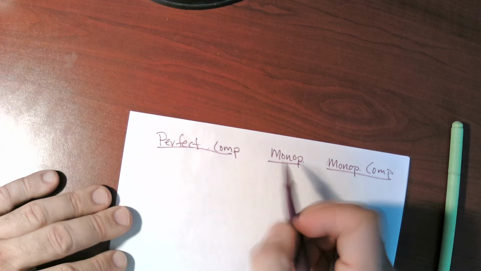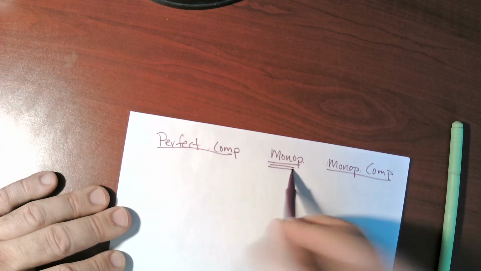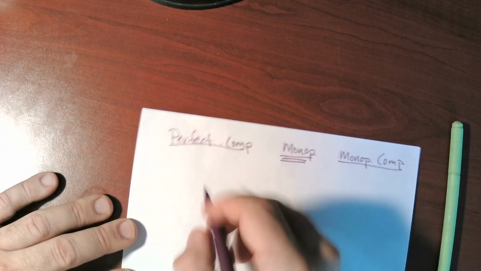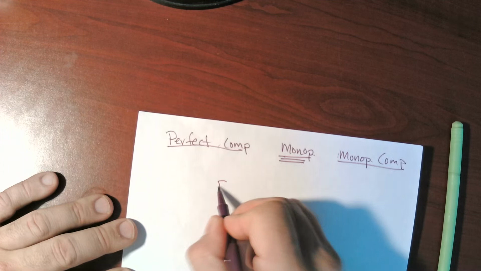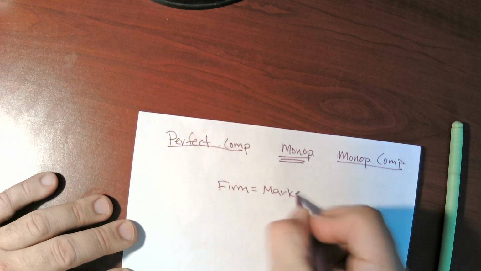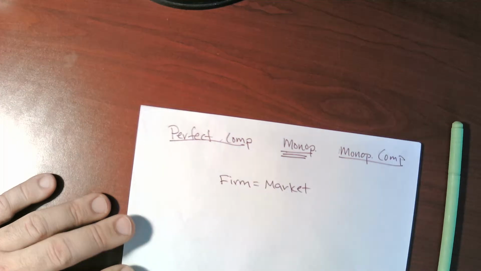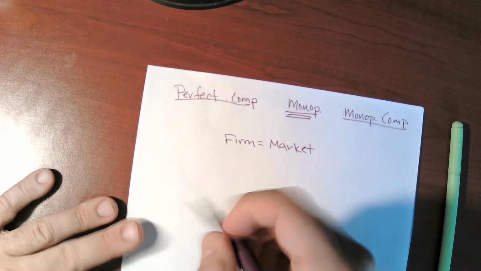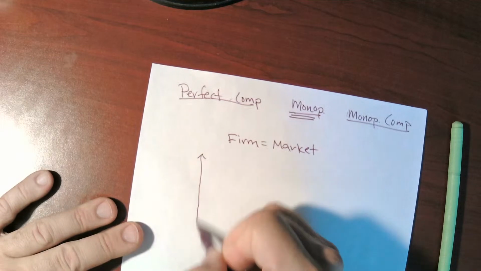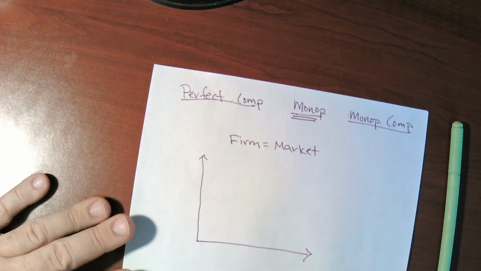So here, what we're going to do is actually look at monopoly. So we'll do monopoly here. Okay, so in the case of monopoly, the firm is going to equal the market. Okay, why? Because there's only one firm in the market. Okay, that's the simple explanation there. And so we can model these together, and we're doing it graphically here.